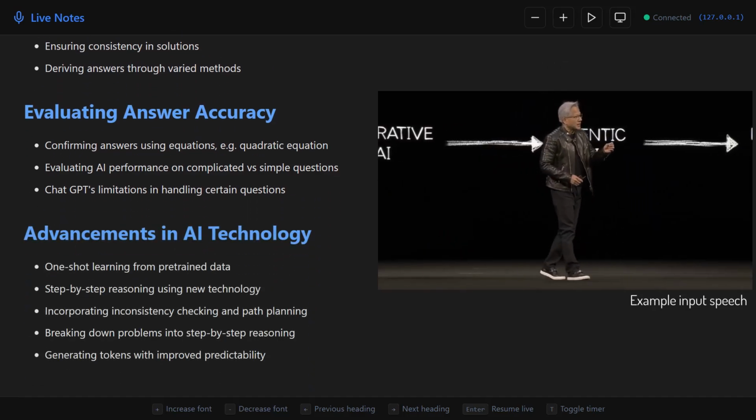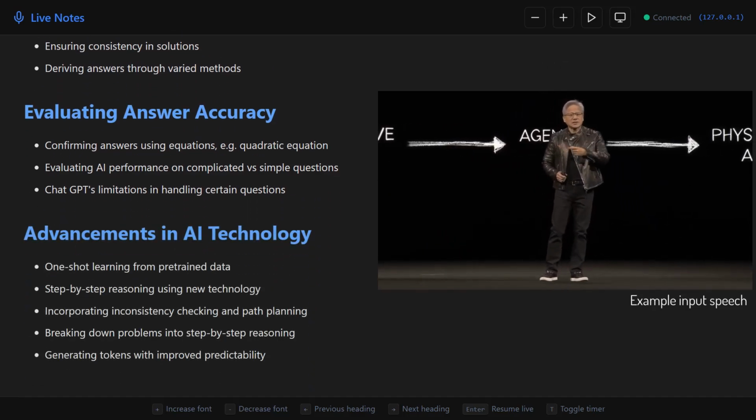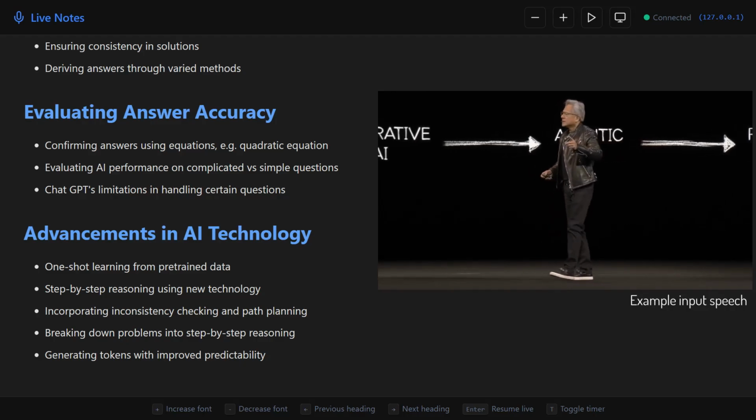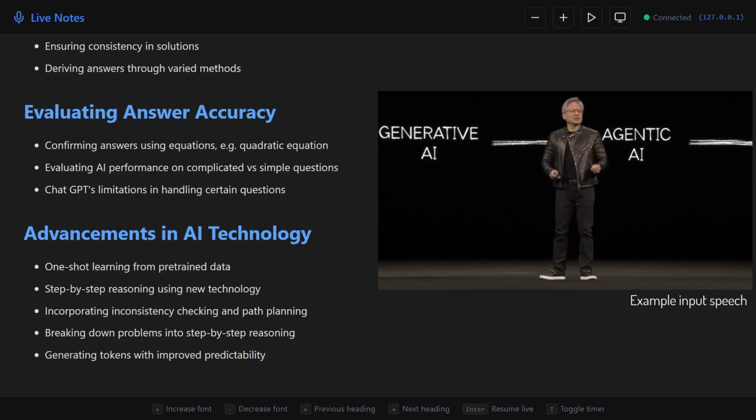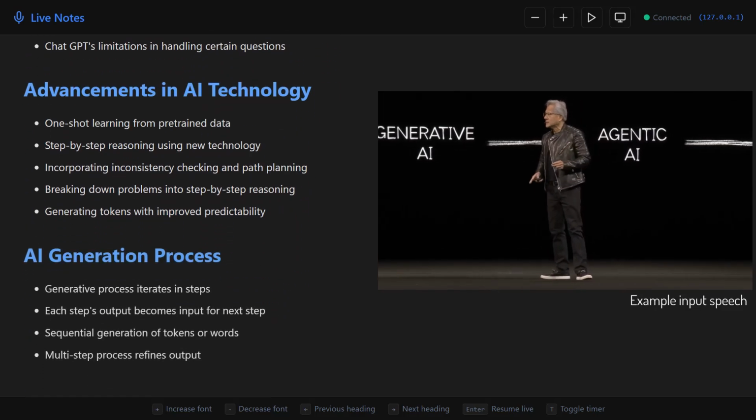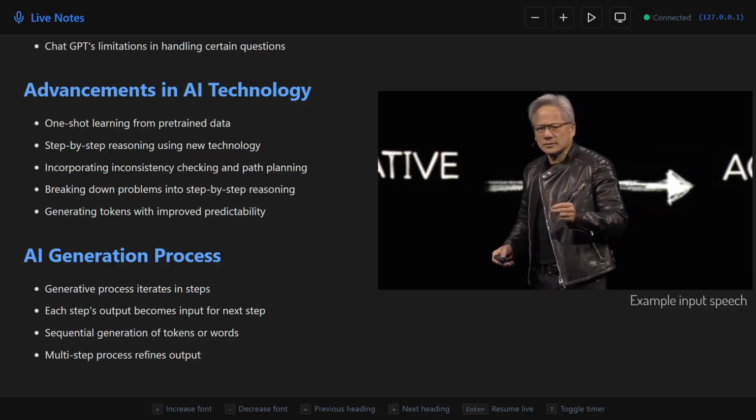So instead of just generating one token or one word after next, it generates a sequence of words that represents a step of reasoning. The amount of tokens that's generated as a result is substantially higher, and I'll show you in a second. Easily 100 times more.